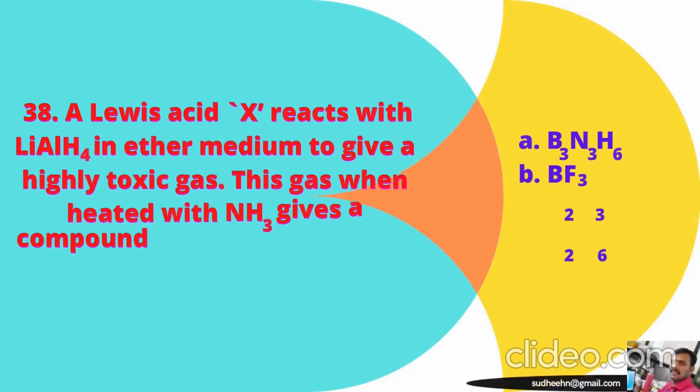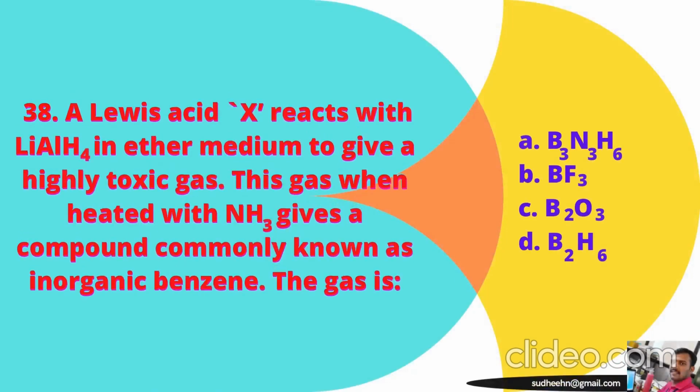Then question number 38. A Lewis acid X reacts with LiAlH4 in ether medium to give a highly toxic gas. This gas, when heated with NH3, gives a compound commonly known as inorganic benzene. The gas is: B3N3H6, that is borazine, BF3, that is boron trifluoride, B2O3, that is boric anhydride, and B2H6, that is diborane. So the right answer is option D, that is B2H6, diborane.